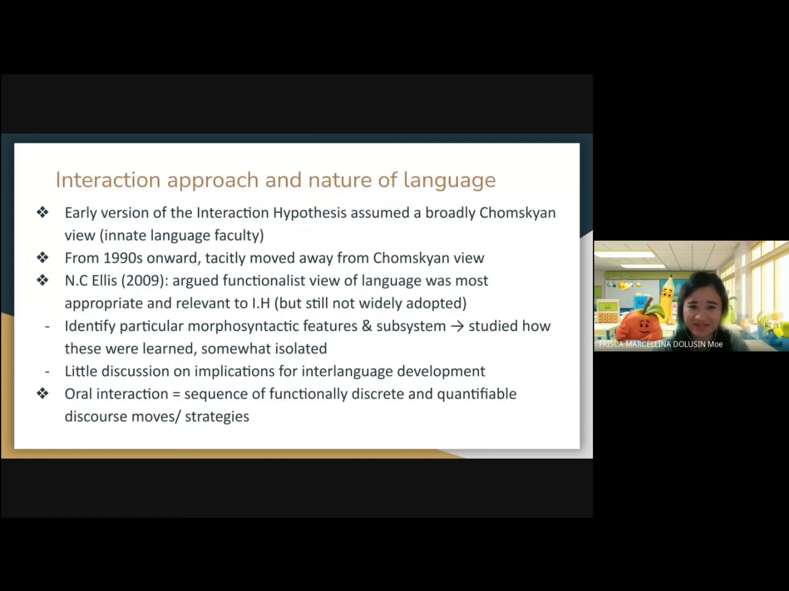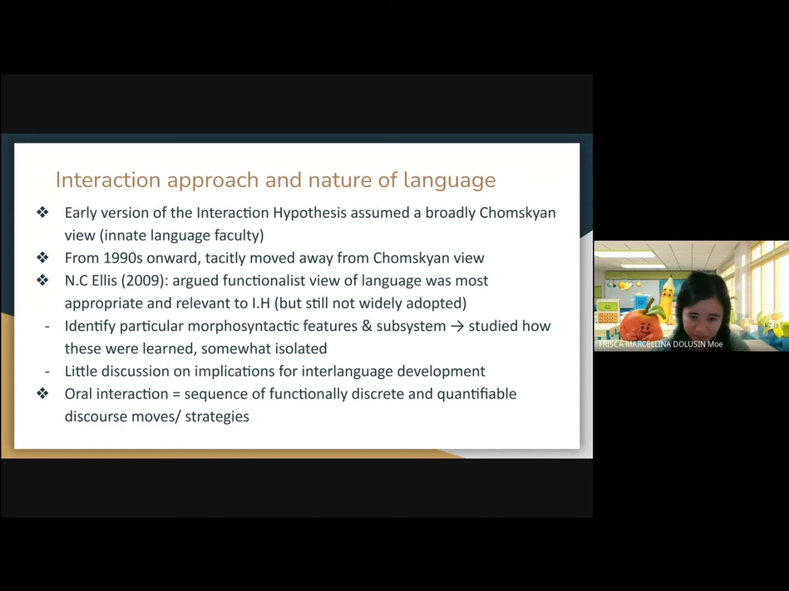Okay, so based on the interaction approach, they look at language, from the early version of the interaction hypothesis, broadly in the Chomskyan view, where we all have the innate language faculty, or LAD, language acquisition device. But from the 1990s forward, they are tacitly moving away from the Chomskyan view. One of the researchers argued, with N. C. Ellis in 2009, that a functionalist view of language was most appropriate and relevant to the interaction hypothesis, but it is still not widely adopted.